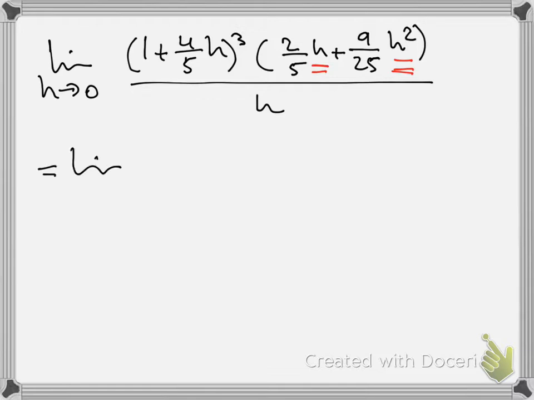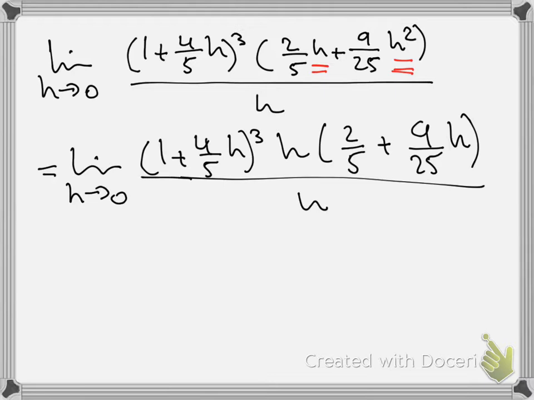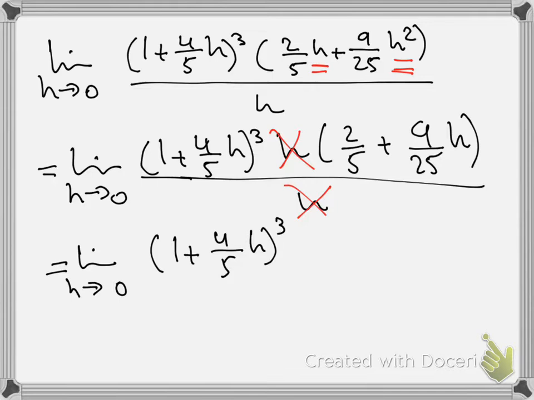So that's the limit as h goes to 0 of (1 plus 4/5 h) cubed, factor out h, so that's 2/5 plus 9/25 h, over h. Of course the h cancels out here, and then we can just replace h by 0. So this limit, h goes to 0, of (1 plus 4/5 h) cubed times (2/5 plus 9/25 h).